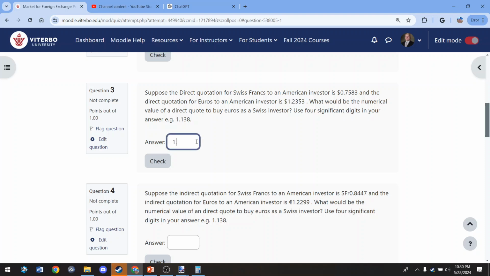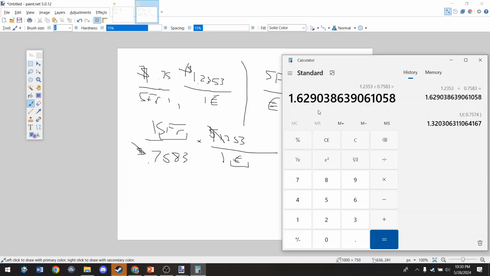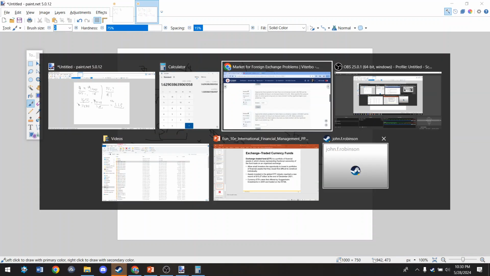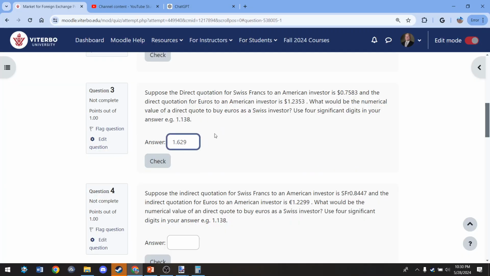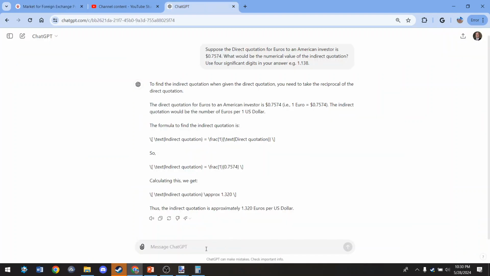That's our 4 significant digits. I guess we have to round, to be careful, but there's a 0 after there, so we're good. Okay, so we can check this, but let's go ahead and see what ChatGPT has to say.